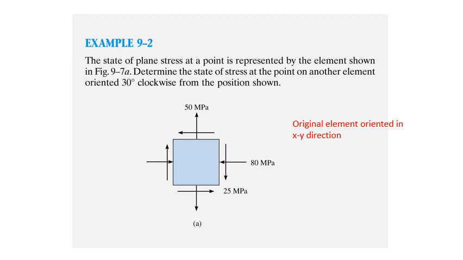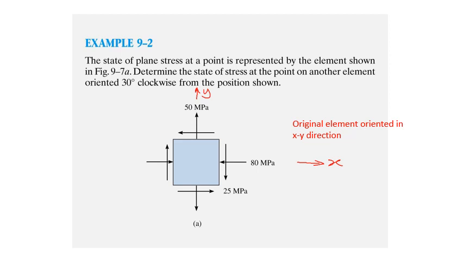In this example, we are given a stress element, right? And the stress element is in the orientation of the x and y direction. So we have x over here, that is the x direction, and here we have the y direction. So we have the original orientation in the primary direction.